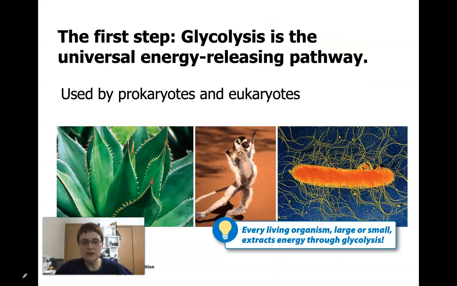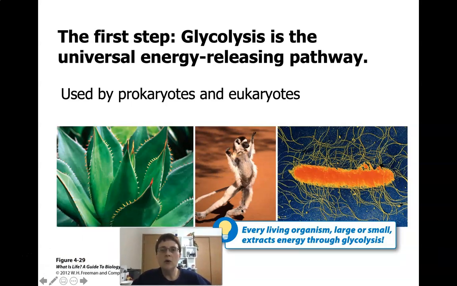Glycolysis is used by all organisms, actually. So it's used by both eukaryotes, the organisms that have organelles like a nucleus and mitochondria, and it's also used by prokaryotes, organisms without a nucleus or other organelles. In the next set of lectures on cells, we'll get more into details on this, but we're going to be looking at those cell parts.